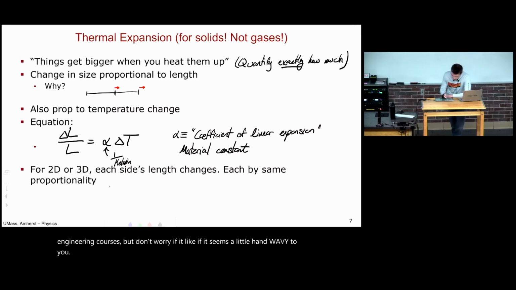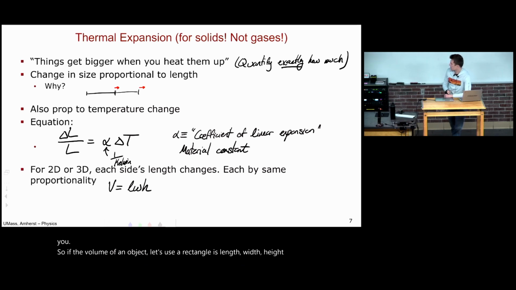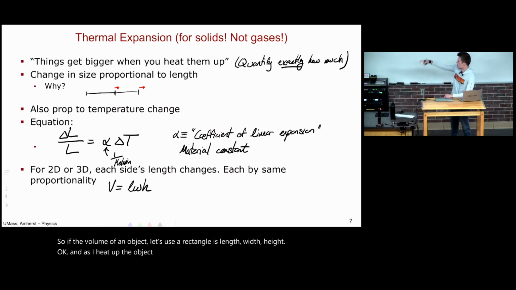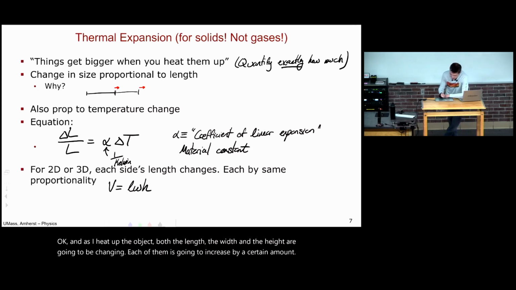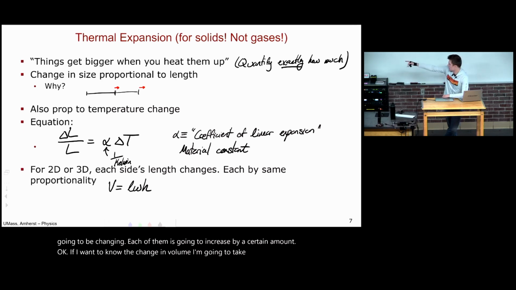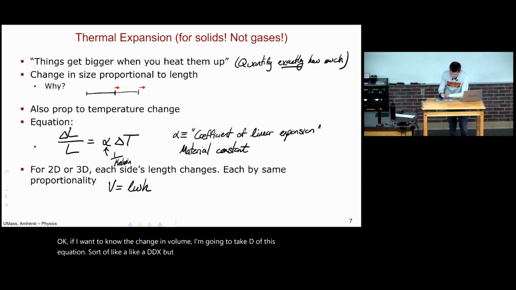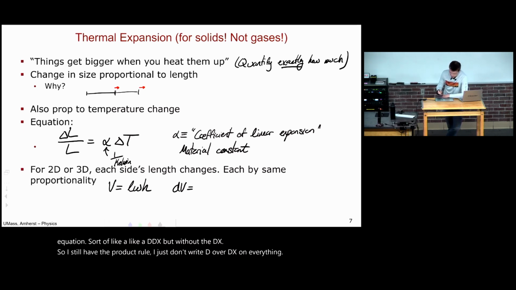So if the volume of an object, let's use a rectangle, is length, width, height. Okay, and as I heat up the object, the length, the width, and the height are all going to be changing. Each of them is going to increase by a certain amount. If I want to know the change in volume, I'm going to take d of this equation, sort of like a d dx, but without the dx. So I still have the product rule. I just don't write d over dx on everything. So it's a triple product rule.